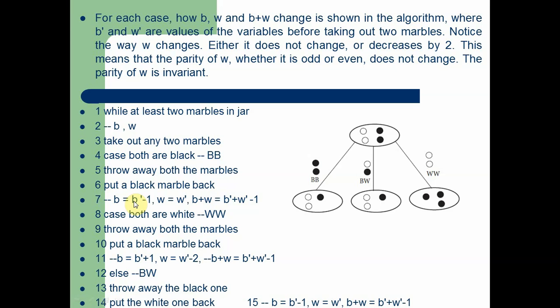Only one thing you should remember: the rules and the difference between B, W and B', W'. B' and W' are the values of the variables before taking out the marbles. So this is the algorithm. By executing this algorithm, we can find out whether the parity of W is invariant. So execute this statement and try to understand how W is invariant.